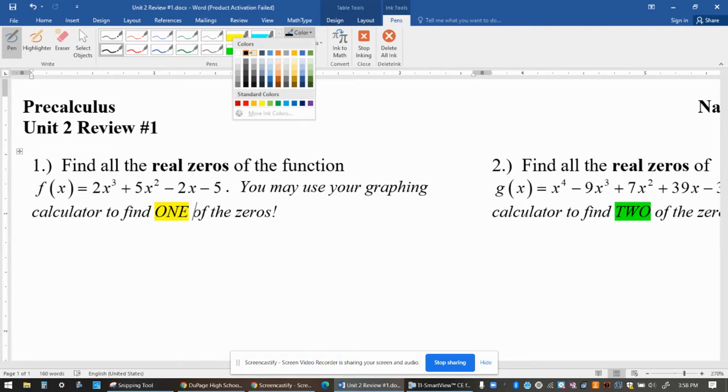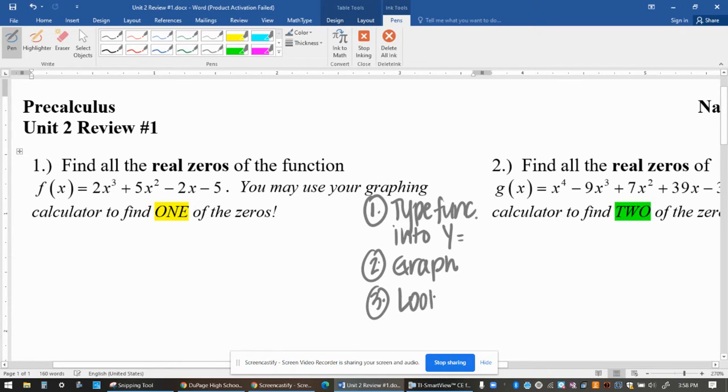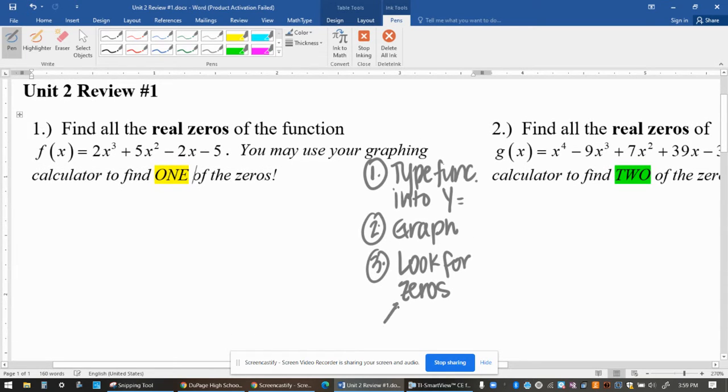So essentially, my steps are these. I am going to type the function into my y equals. Secondly, I'm going to graph it. And then thirdly, I'm going to look for the zeros, aka intercepts or solutions. Now, this is the step that you're going to have to confirm, and I'll explain what that means in a second.